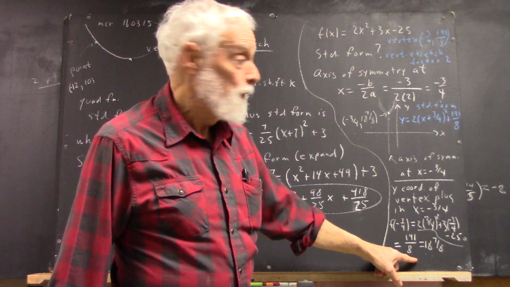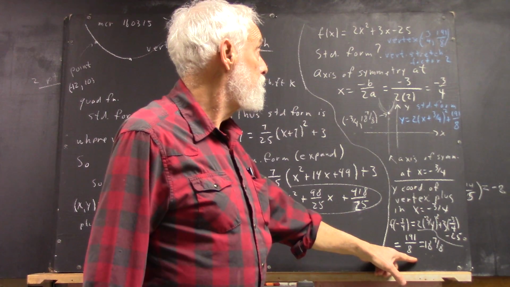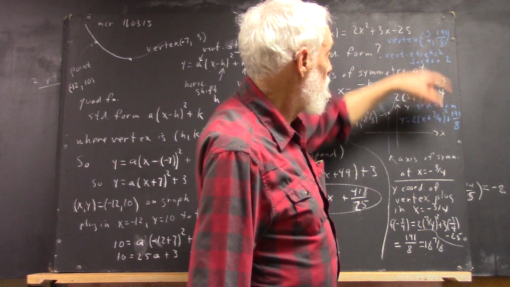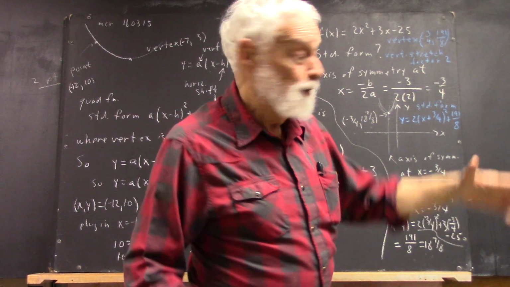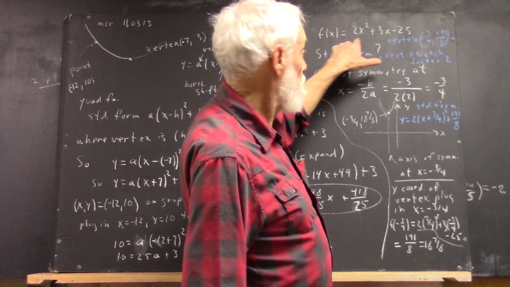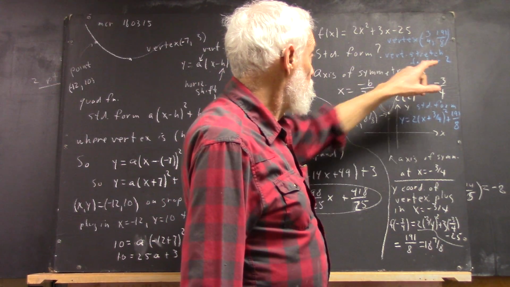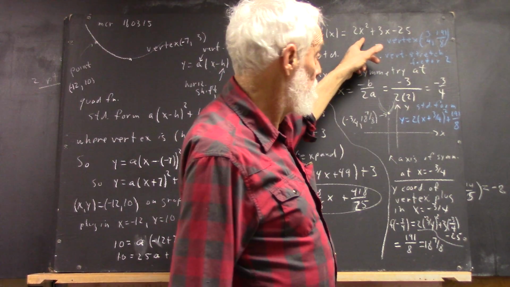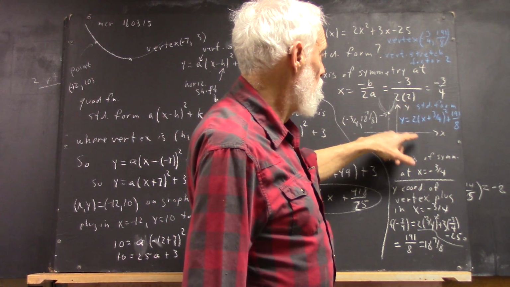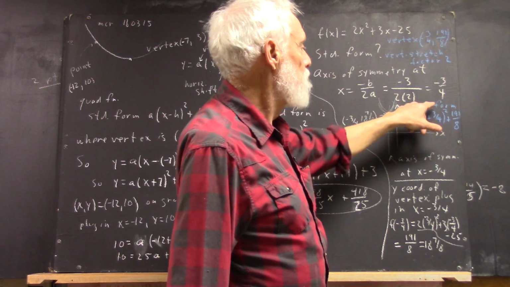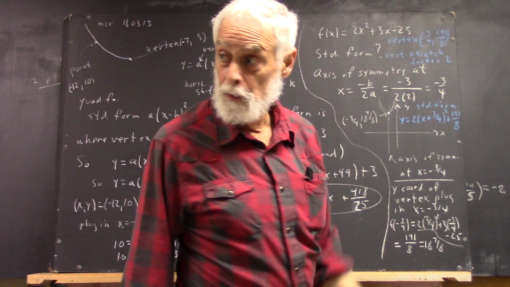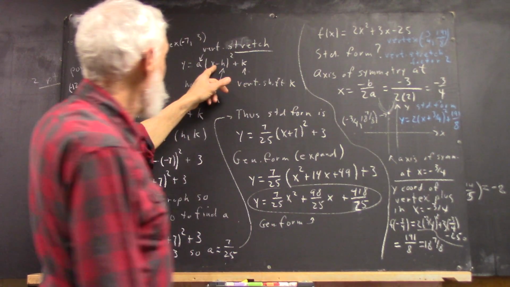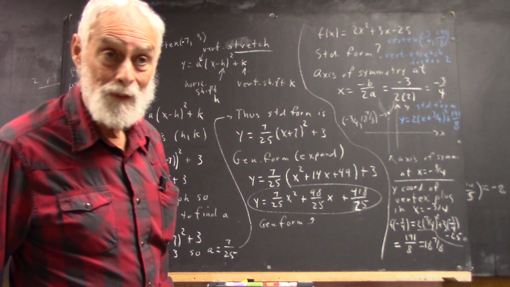Okay? So now we can write the standard form. The vertex is (-3/4, 191/8). That's 191 over 8 is what we get when we plug in negative 3/4 for the function. Vertical stretch factor is 2, because that's the coefficient of x squared. So the standard form is y equals 2 times (x plus 3/4) squared plus 191 over 8. It's plus 3/4 because it's minus h, right? You've got to be careful about that.